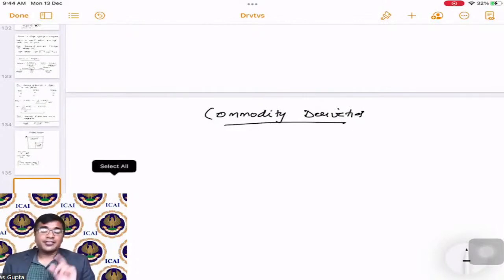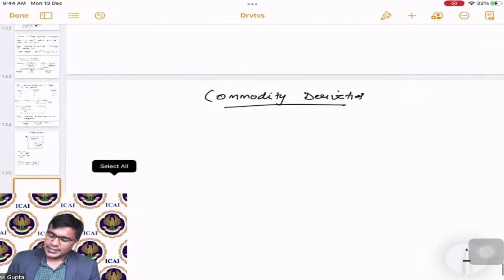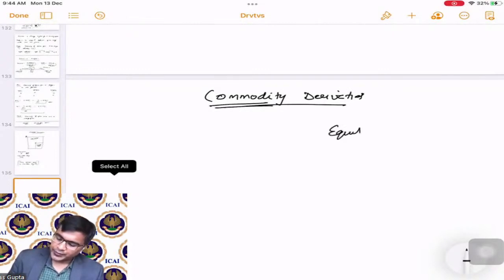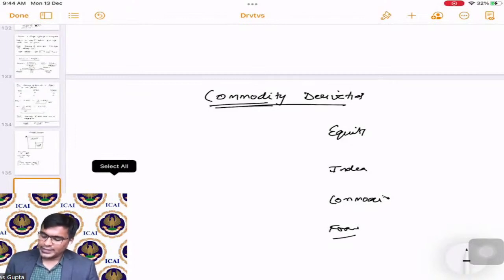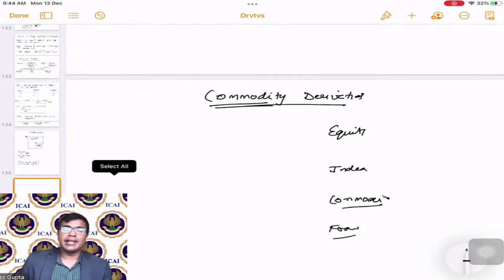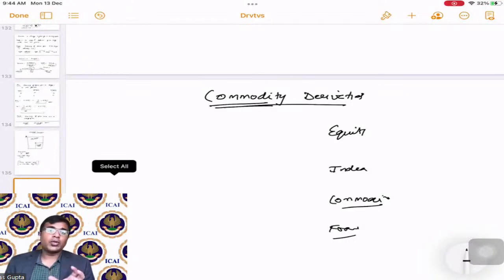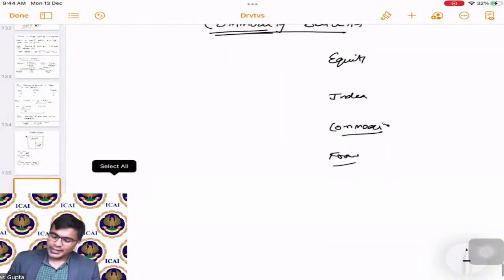In the first session of derivatives, we studied that there can be different types of underlying: equity share, index, commodity, and forex. For commodity, we also solved a question for the rice trader, if you remember. Now what are these commodity derivatives?